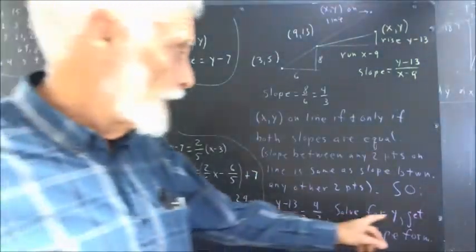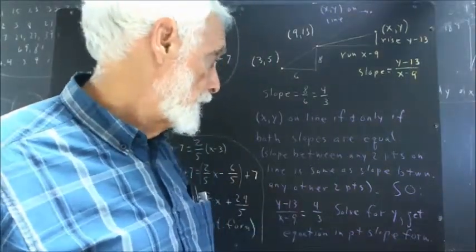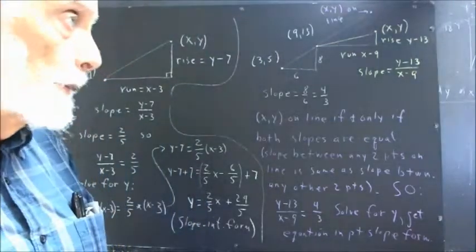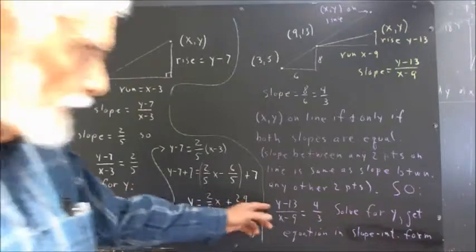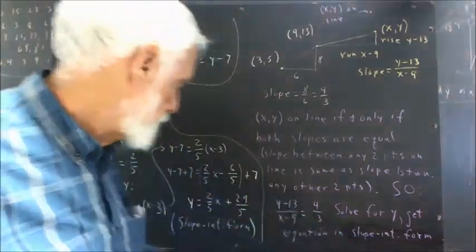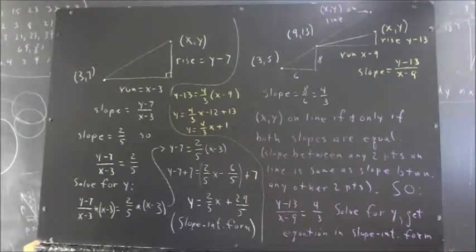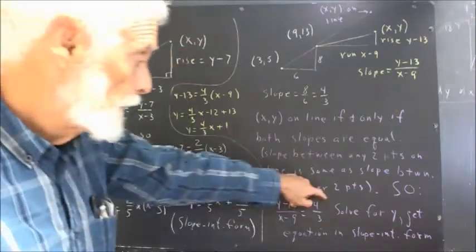We can easily solve this equation for y, and we get our equation in, I said point slope form, and that's actually slope intercept form. Let me fix that. Okay, again, solving this equation for y, we get our equation in slope intercept form, which would be this form.